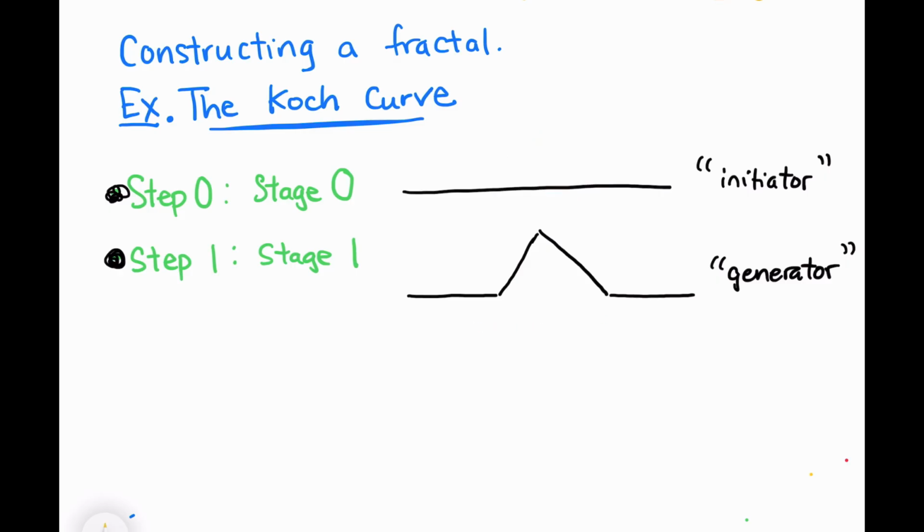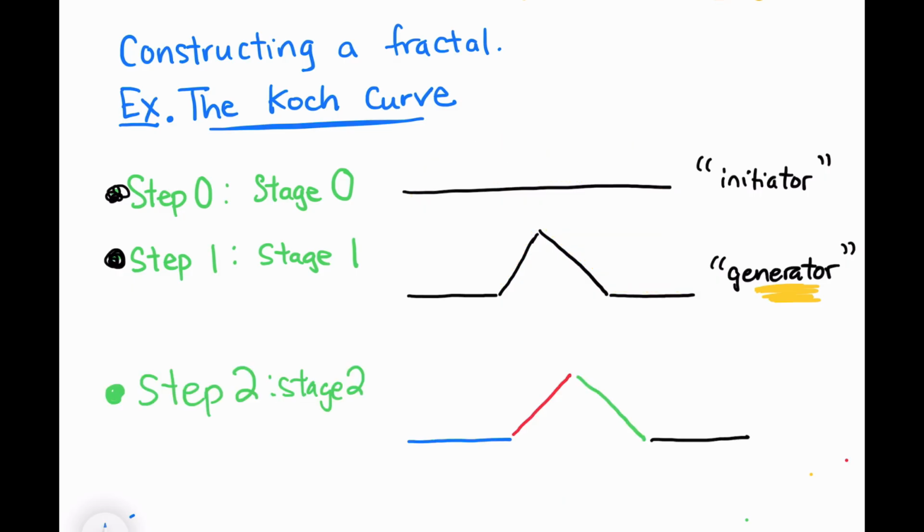At this point, you can see that we actually have 4 smaller copies of the initiator. For each of these 4 copies, we're going to repeat step 1. We call these smaller copies of the initiator replicas. We're just going to repeat the process of taking the line segment and replacing the middle third with the 2 sides of an equilateral triangle.